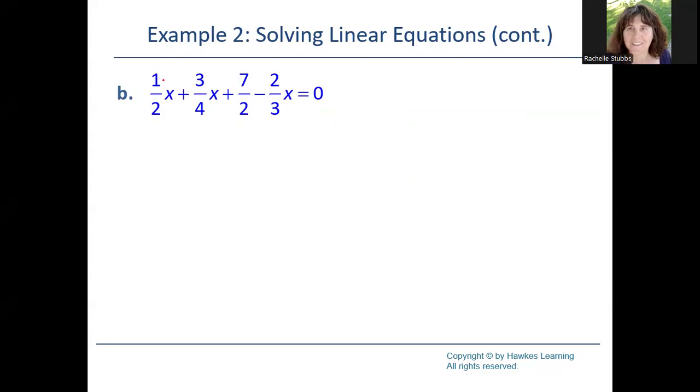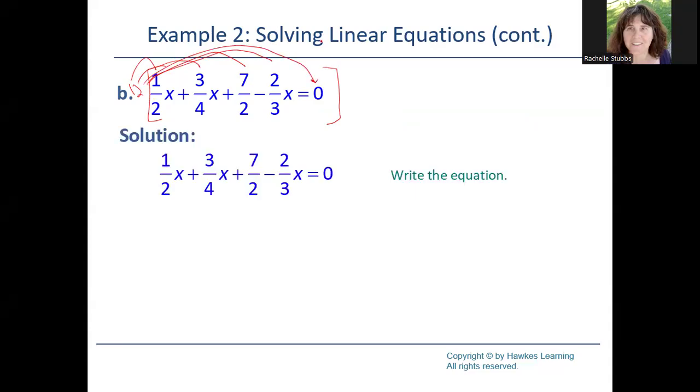I actually showed you that on an earlier problem yesterday, but let's look at our fractions here. We have 2, 4, 2, and 3. What would be our least common multiple or our common denominator here? It would be 12, wouldn't it? So I'm going to multiply everything, both sides, by 12, and I have to distribute that 12 on every one of them. And that's what will clear the fraction, even on the 0. So watch how that works.